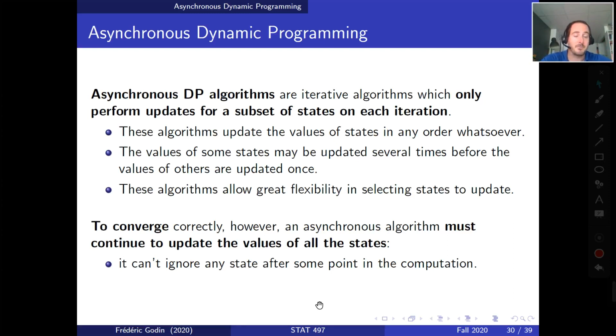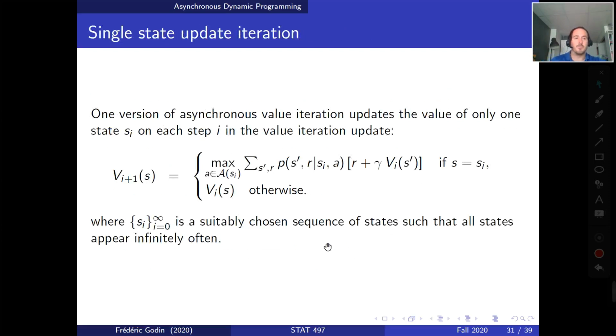It shows that it's possible to not have to go through all states in each iteration of the policy iteration scheme. You can only update some of the value and policy for some of the states. Okay, so one specific case of this asynchronous dynamic programming is where you update a single state at a time.